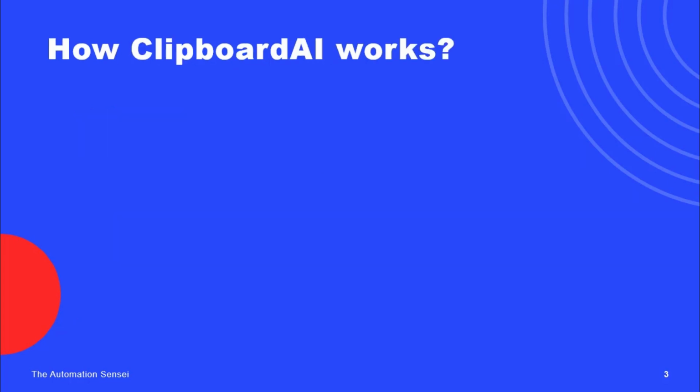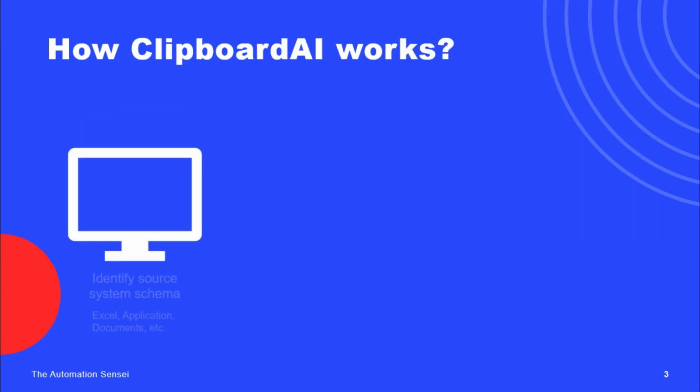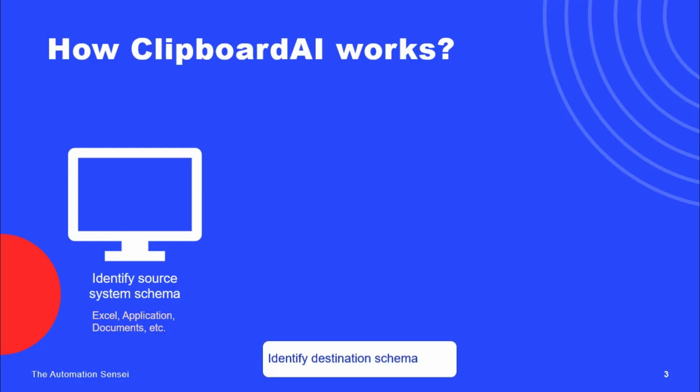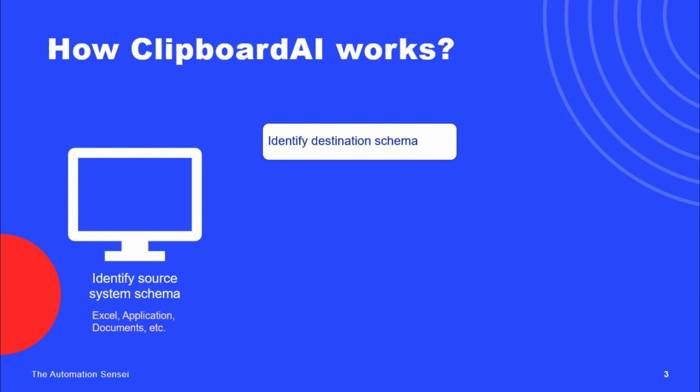Next we will see how Clipboard AI works behind the scenes. At the very first step, you have to highlight your source system where you want to scrape the data out. It can be your Excel file, your different web application or your desktop application. It has no such limitation, and it can even work with your documents. After that, you just have to highlight your destination place where you want to paste the data. After you do that, first it will identify the destination schema. Next it will match your source and the destination schema.